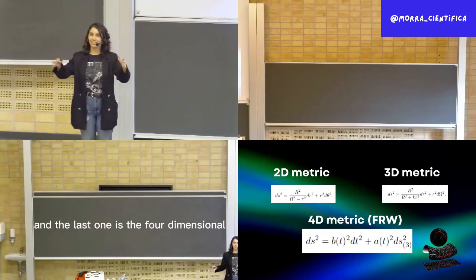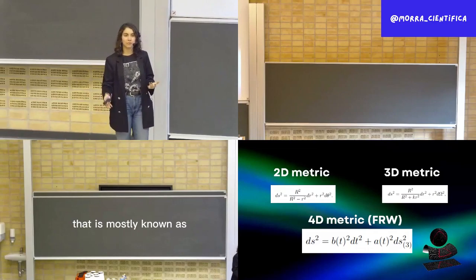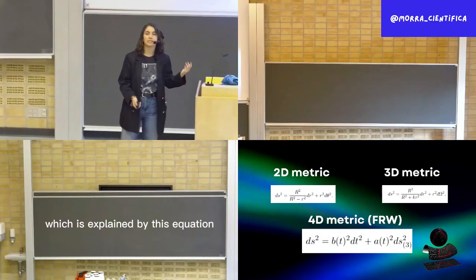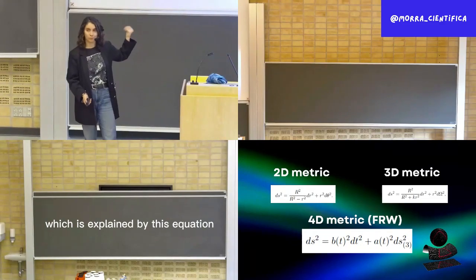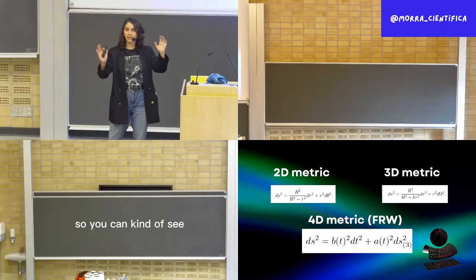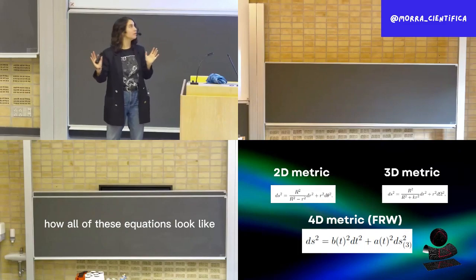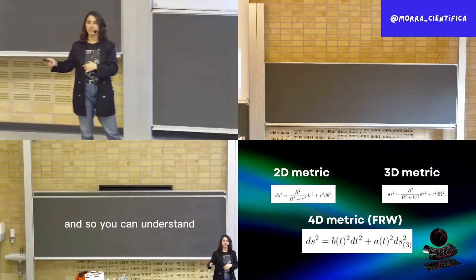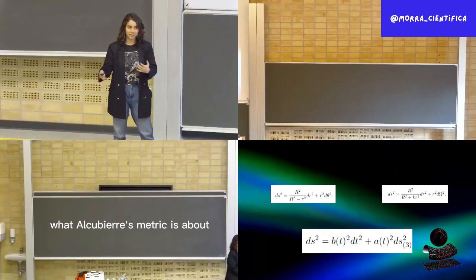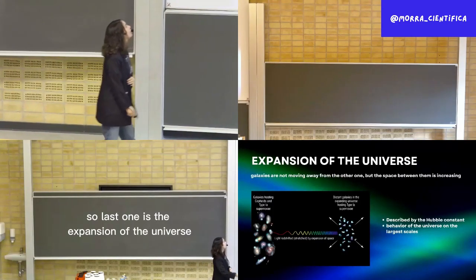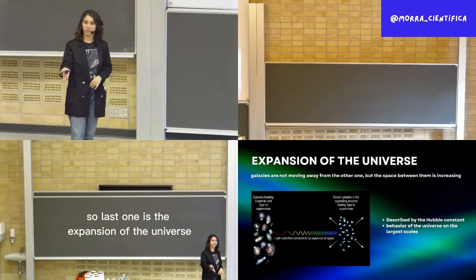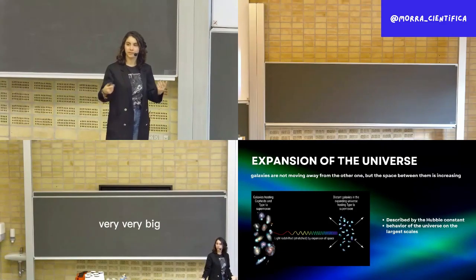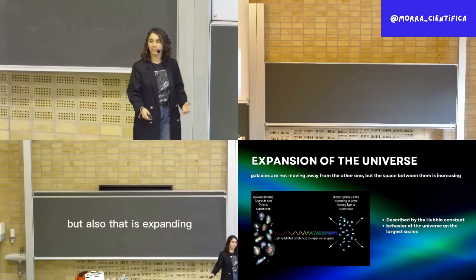And the last one is the four-dimensional, mostly known as the Friedmann-Robertson-Walker metric, which is explained by this equation. So you can see what all of these equations look like, so you can understand what Alcubierre's metric is about. The last one is the expansion of the universe. It's not only worth knowing that space is very, very big, but also that it's expanding.